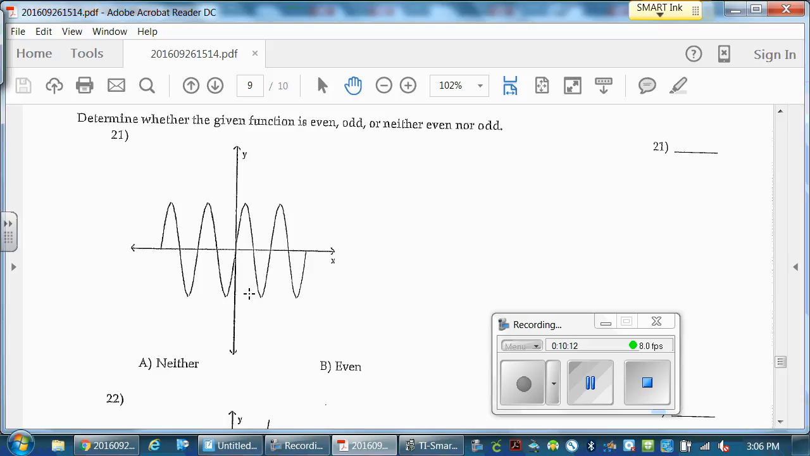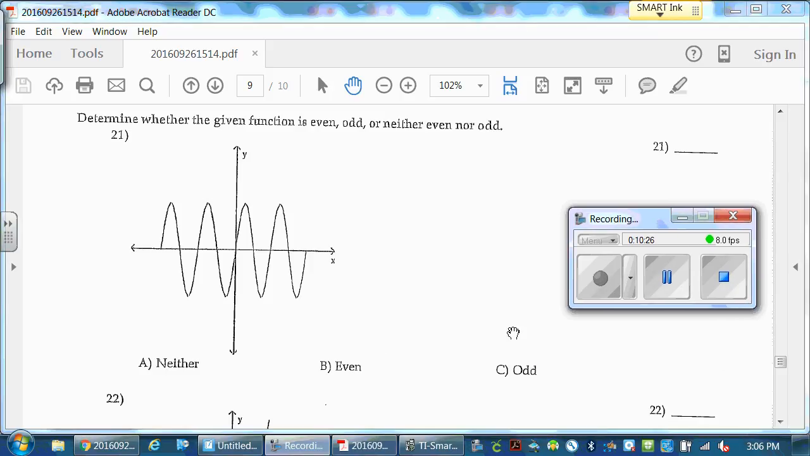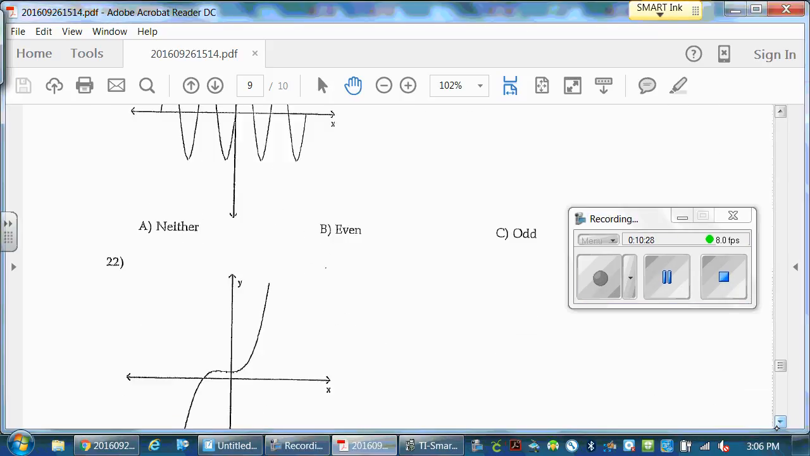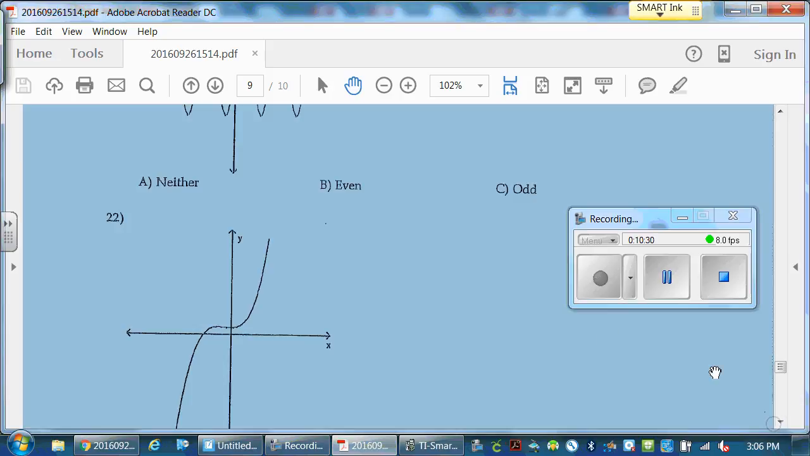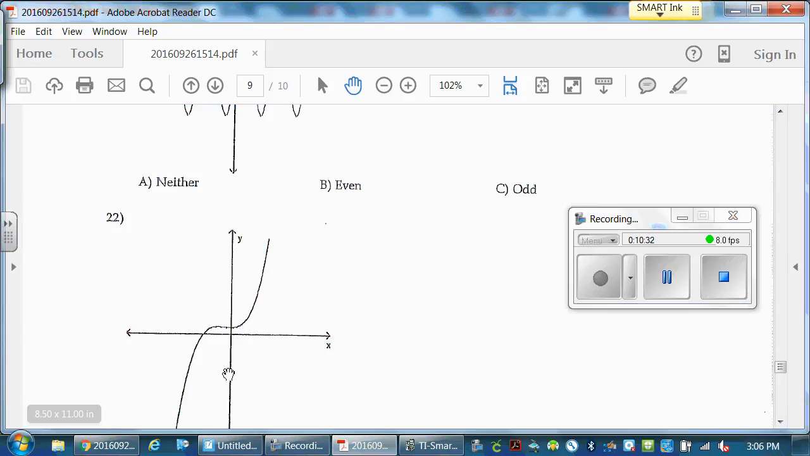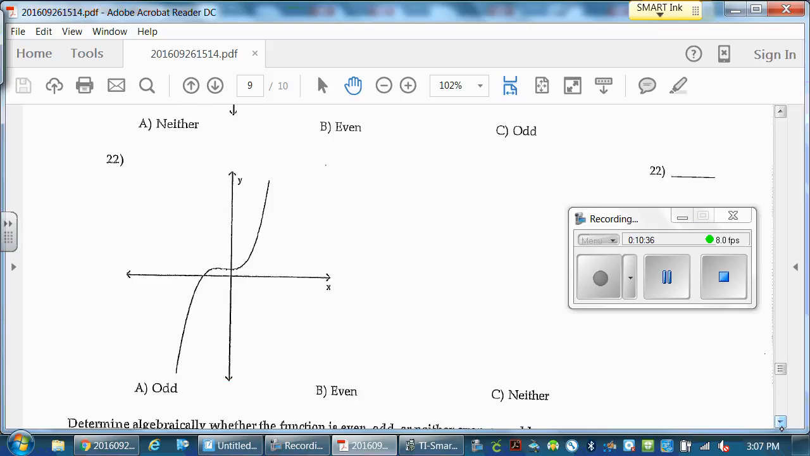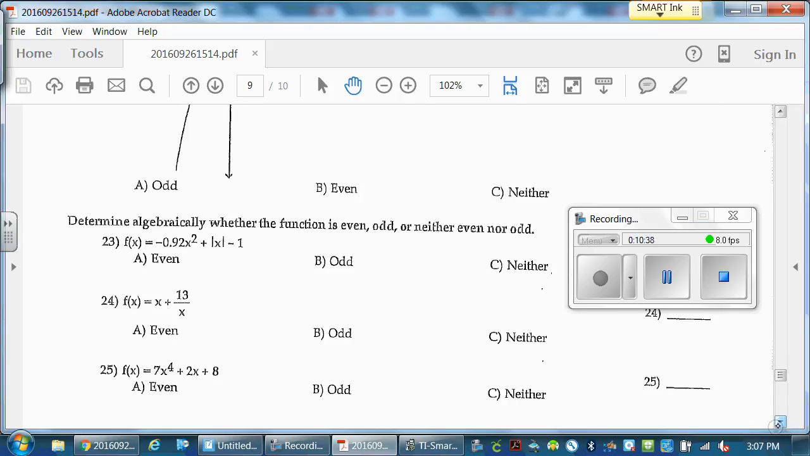21, is this even or odd or neither? This happens to be odd. If you were to take this paper and turn it exactly upside down, it would look the same. If you'll notice, this goes to this. This matches with this. Everything is rotated around the origin. So this one, my answer will be C, odd. This is going to be neither. If I turn it upside down, it's not going to look the same. I can't fold it on the y-axis to make it even. So that's not either one.